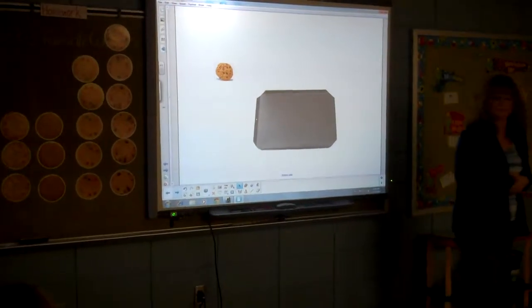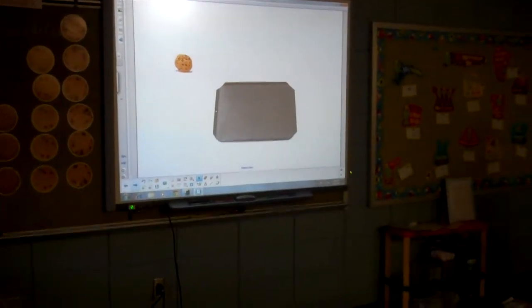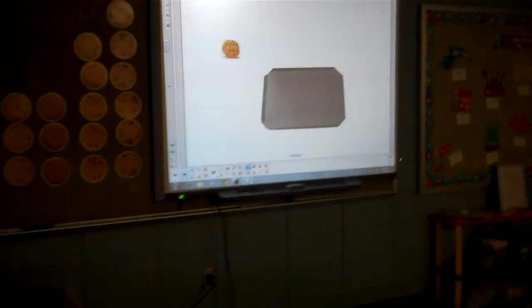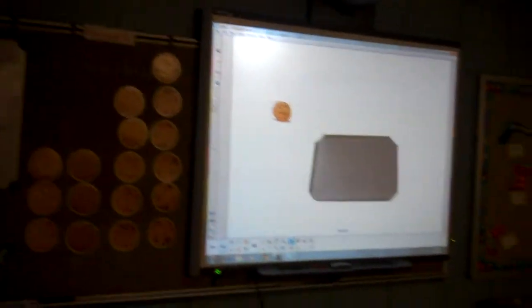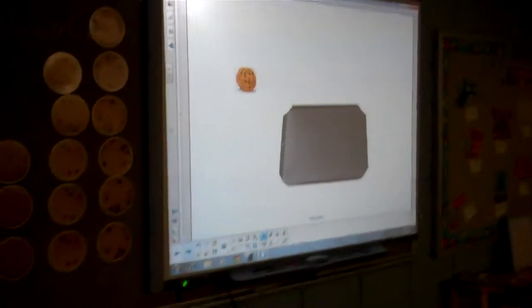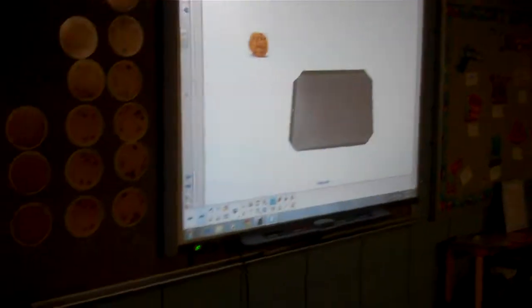I'll need some helpers this time. Cookie pan's a little bit different. This time, we're going to do 3 rows of 4 cookies. Zach, can you go show us 3 rows of 4 cookies?